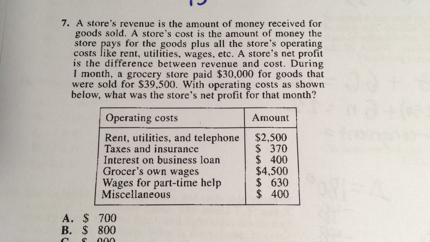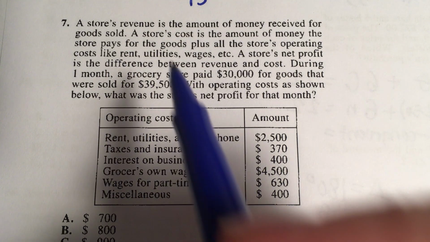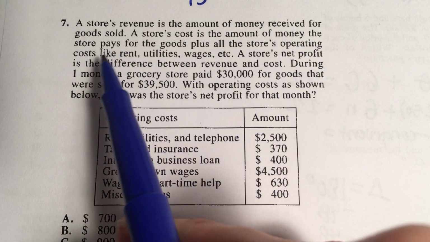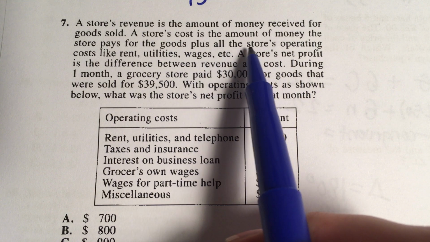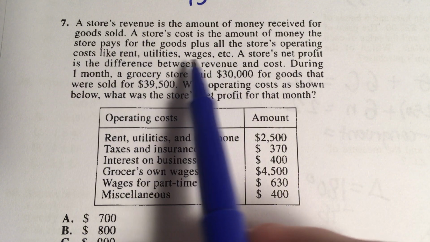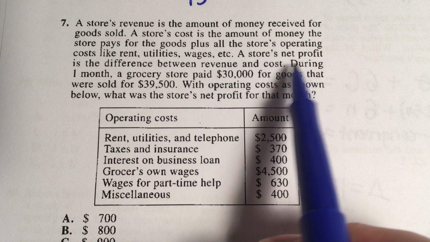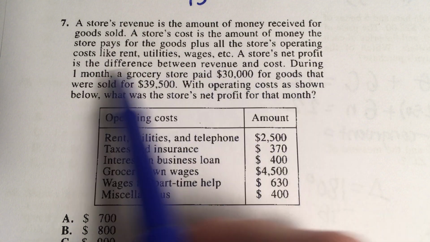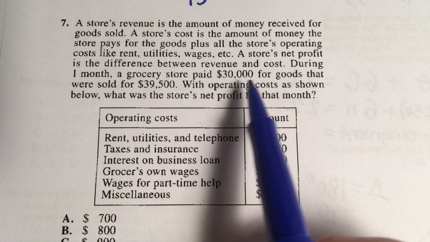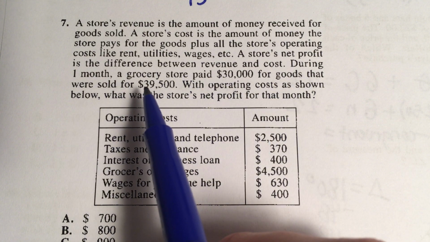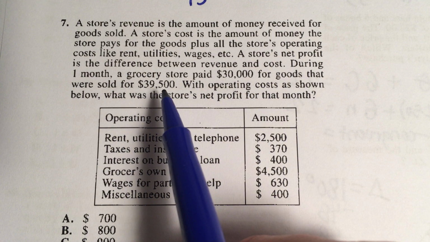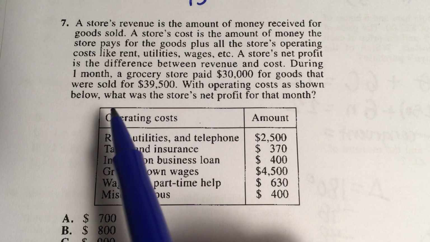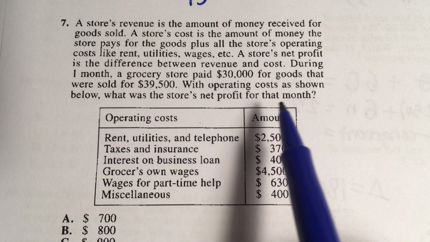So number 7 says, a store's revenue is the amount of money received for goods sold. A store's cost is the amount of money the store pays for the goods, plus all the store's operating costs like rent, utilities, wages, etc. A store's net profit is the difference between revenue and costs. During 1 month, a grocery store paid $30,000 for goods that were sold for $39,500. With operating costs as shown below, what was the store's net profit for that month?